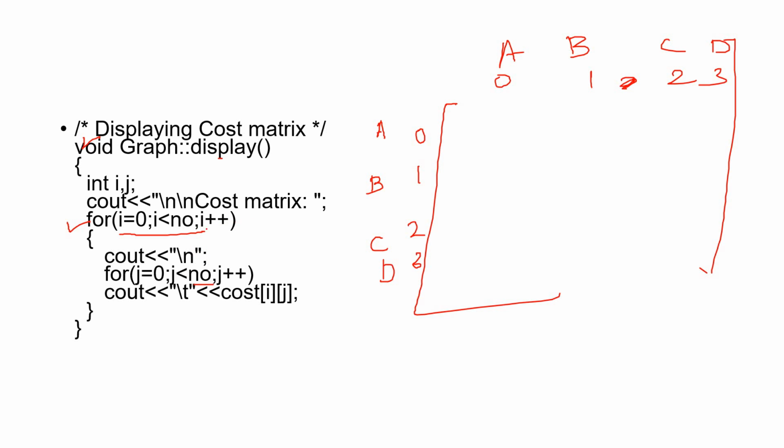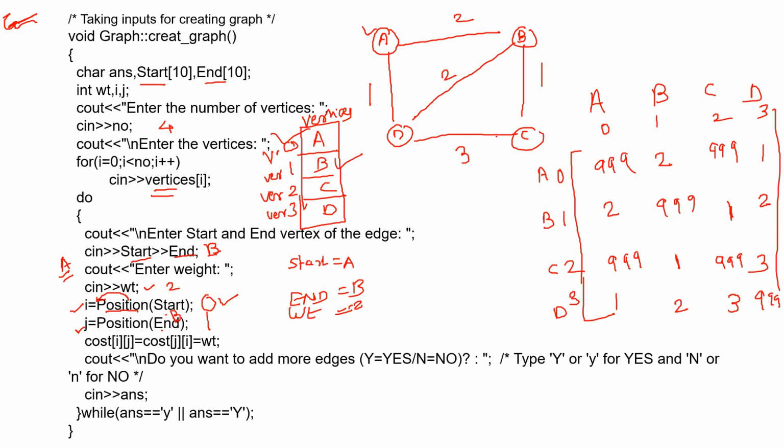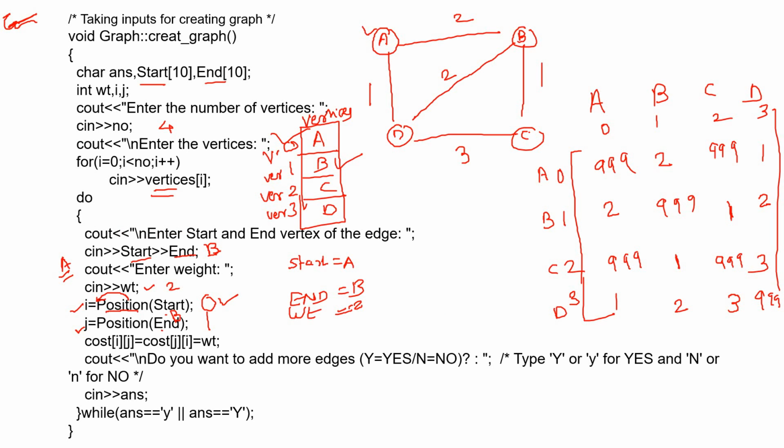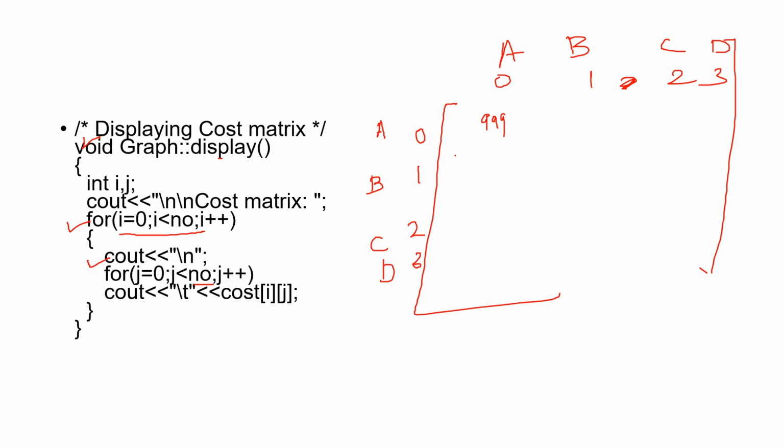And I want to display each row and column value on a new line. That's why I have given \n here. So it will display that matrix which you have taken previously. This matrix will be displayed as it is. So 999, after that 2, 999, 1, 2, 999, and like this it will display with the help of this logic. Okay.